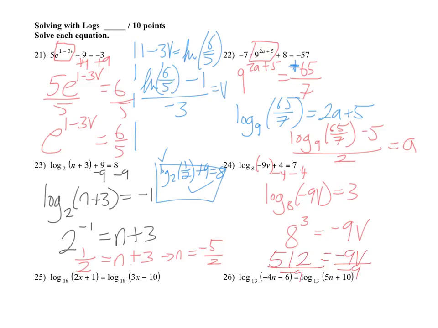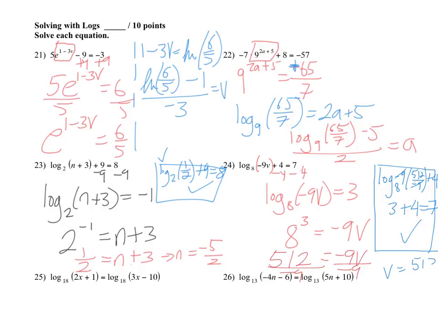If I were to plug this back in, so log of negative 9 times 512 over negative 9, that's base 8, plus 4. Okay, my negative 9's cancel out. Log base 8 of 512 is 3, plus 4 is 7. This is okay too. So v equals 512 over negative 9.